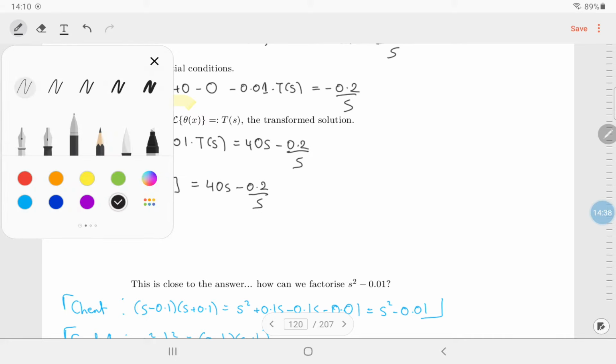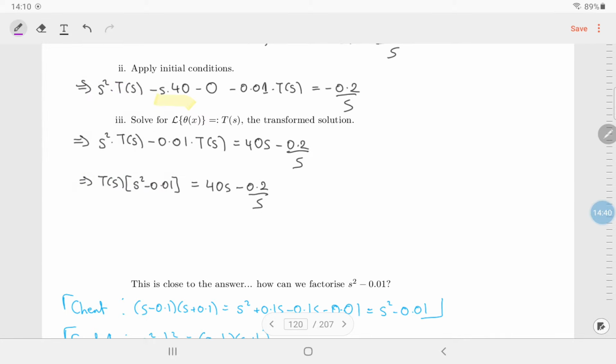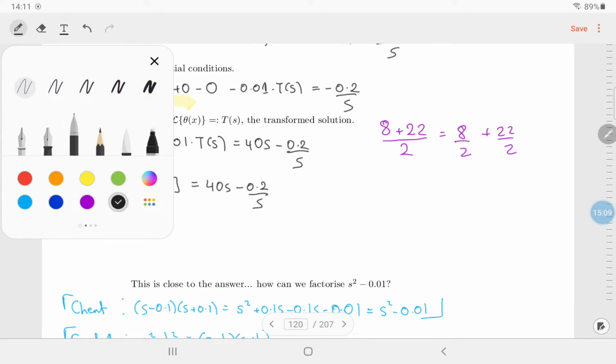Now we've got a little comment to make here about if you're dividing a sum by something. So say if you've got, say, 8 plus 22, divided by 2 for argument's sake. So that is the same as dividing them both separately. If you're dividing a sum, you can divide them both separately. You'll find that they're the same thing. So that's going to be relevant here, because I'm going to divide both sides by s squared minus 0.01, and I'm going to divide 40s, and I'm also going to divide the other term.